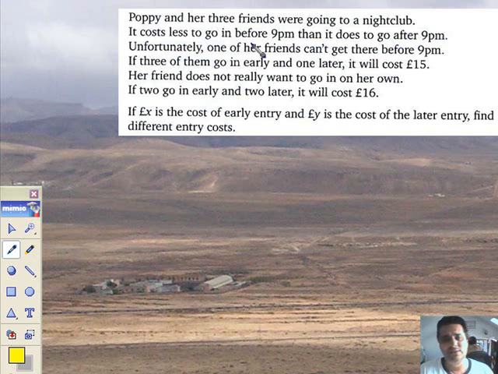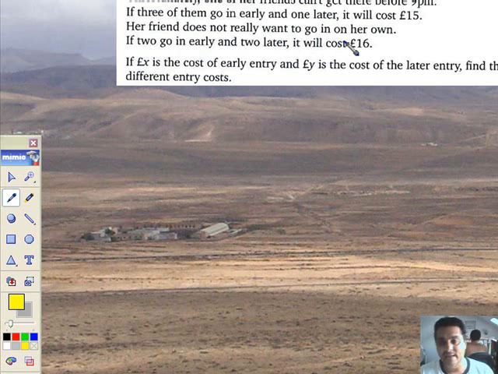Right, so Poppy and her 3 friends are going to a nightclub. It costs less to go in before 9 o'clock than it does to go in after 9 o'clock when the big people go. Unfortunately, one of her friends can't get there before 9 PM. If 3 of them go in early and 1 later, it costs them 15 quid. Her friend does not really want to go in on her own, so I suppose she can get somebody else to go in with her late. So if 2 go in early and 2 later, it costs 16 quid. I told you it's a cheap place.